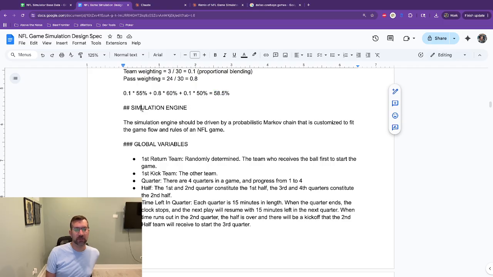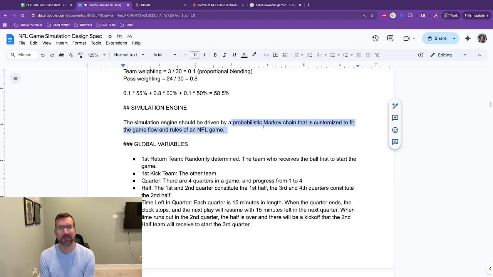And then we actually go into the actual simulation engine itself. So we're basically saying we probably want to use a probabilistic Markov chain. To me, that always just makes the most sense. You basically say, hey, what's the probability of this happening? And then it just continues to branch out. If it's something you've never seen before, Markov chains are super cool.